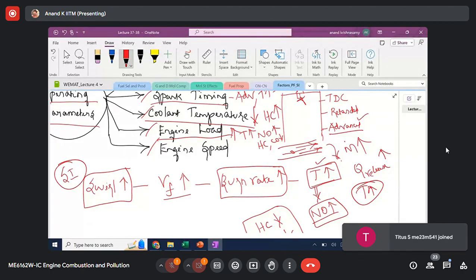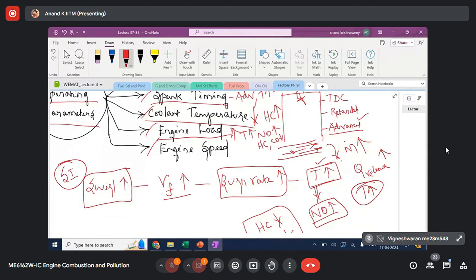Remember, you are not doing anything here. Any other dynamics are involved here, only temperature effect. Okay, you can say that the higher the load, the higher the mass you are burning, the higher the heat release, so temperature is high, as simple as that. That is how it is correlated. Load is correlated with higher temperature.